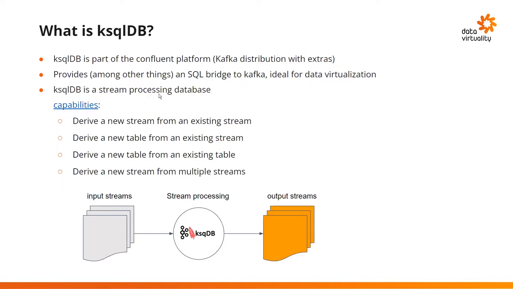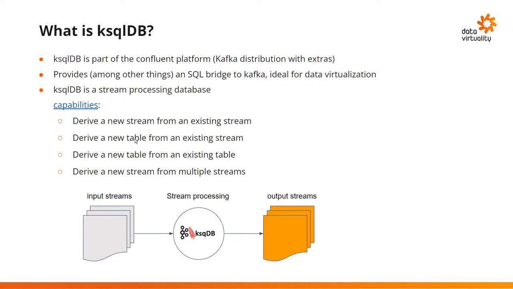KSQLDB is a stream processing database, and these are the capabilities. They're listed in detail here in their documentation, and we're going to be doing this throughout this session. So you can derive a new stream from an existing stream. You could, for example, say I filter something. I create a new stream from a Kafka stream where I only listen to events that happen for a couple of users. I mean a where statement basically on a Kafka stream.